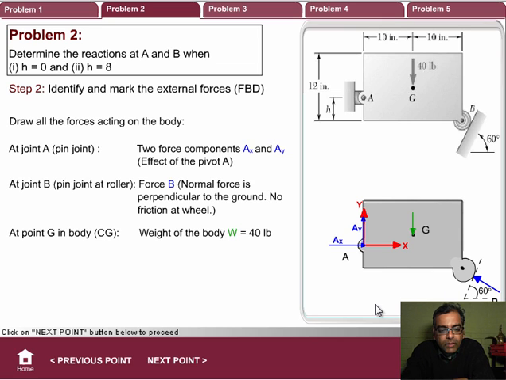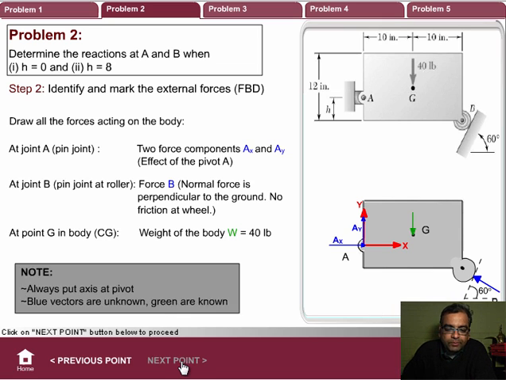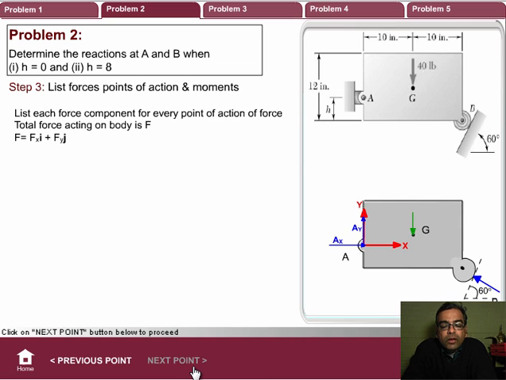Now next, what do we do? Just remember, always put the axis at the pivot. It will save you a lot of pain. And blue arrows are unknown, green are known. So now we are going to list force, points of action, and moments. The way we do that is we create a table.